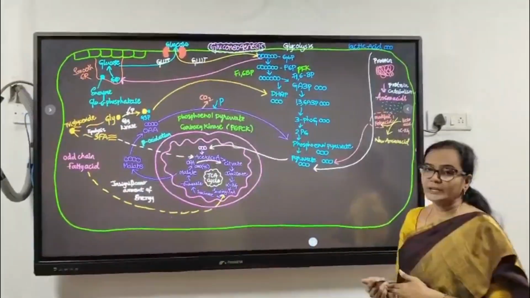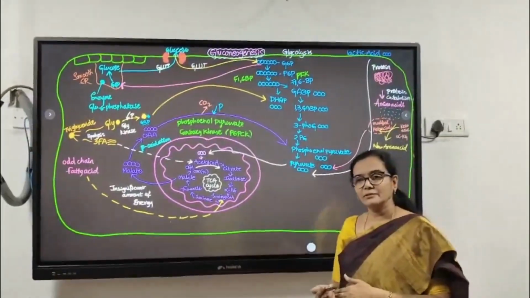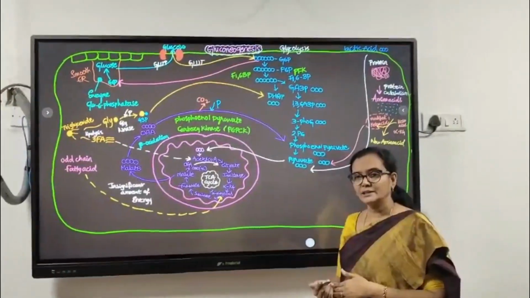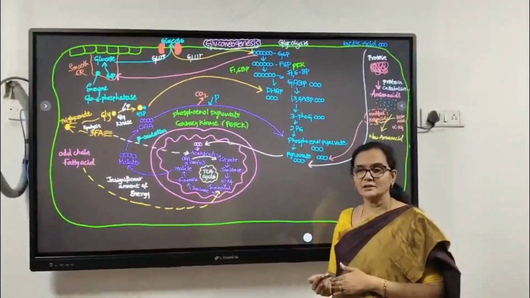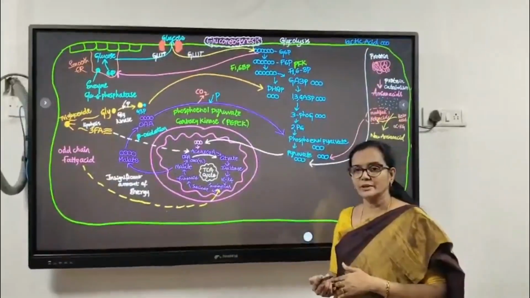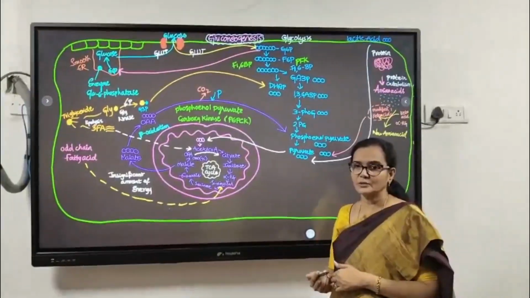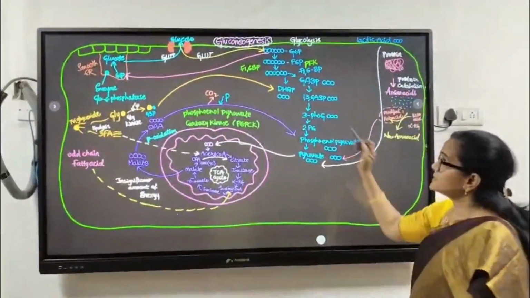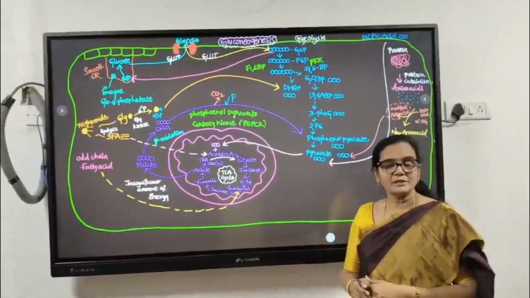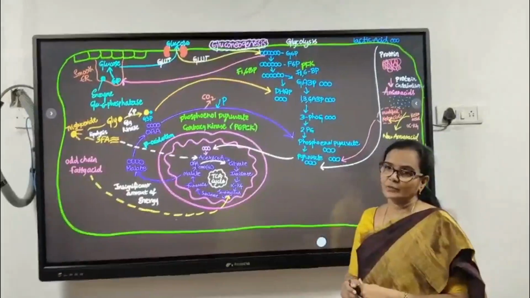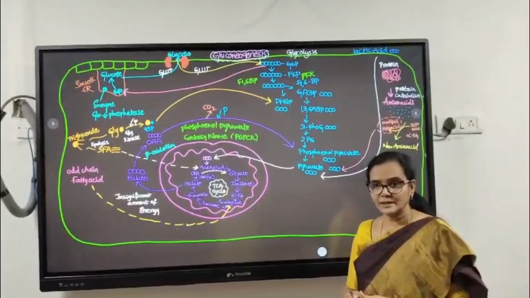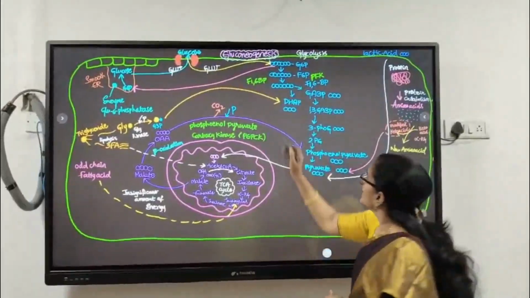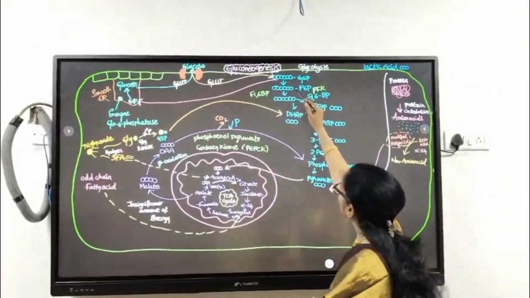And where does it take place? The liver is the major organ for gluconeogenesis, and to some extent the kidneys also carry out gluconeogenesis and synthesize glucose from non-carbohydrates. We can say that it is a reversal of glycolysis. We know that glycolysis is a 10-step reaction where glucose is oxidized to pyruvate. So these are the 10 steps.